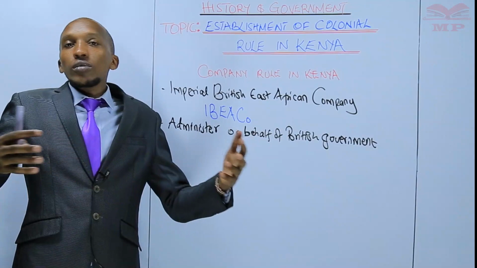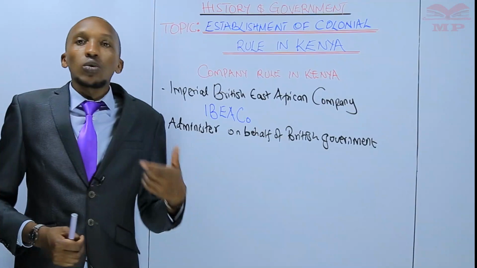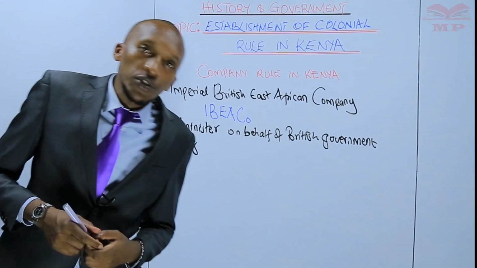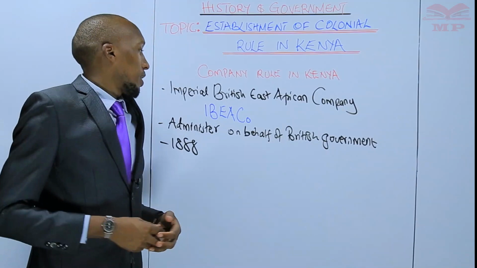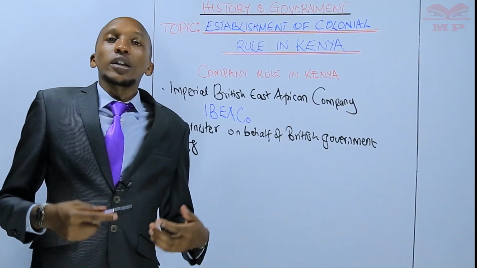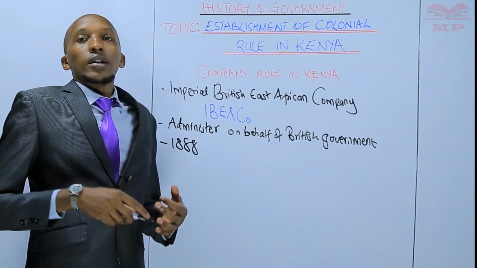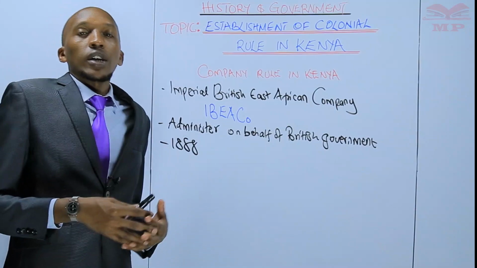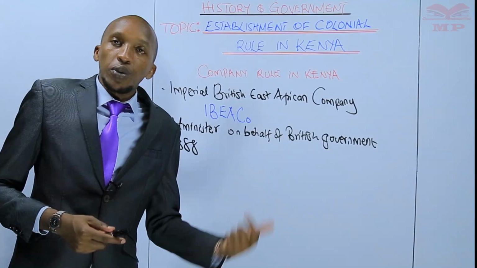So the rights were given to this company to do everything on behalf of the government. This happened in 1888. That is when the company was given the rights, or the charter, to administer the British protectorate on behalf of the British. So immediately the company got that charter, it leased the land in the interior from the Sultan so that they could invest or make profits. Remember, this is a company that has been given that territory, so they are using it for their own importance.